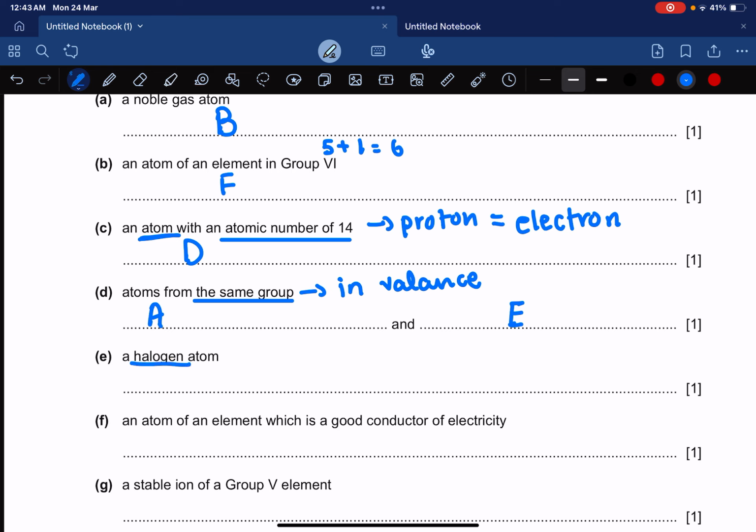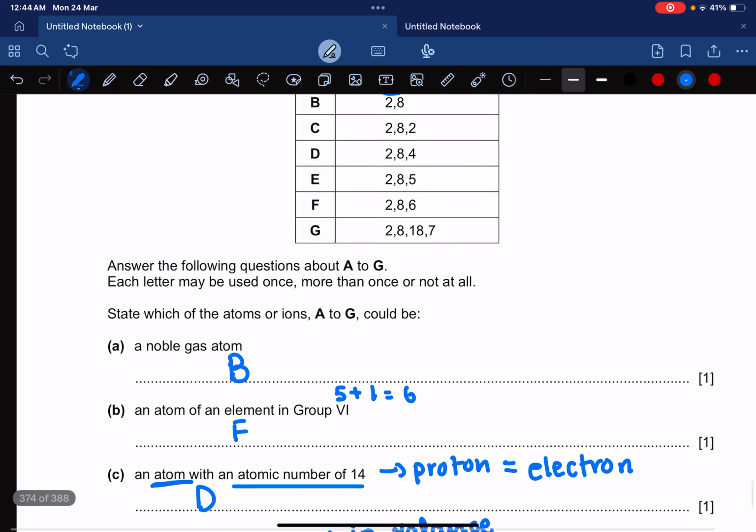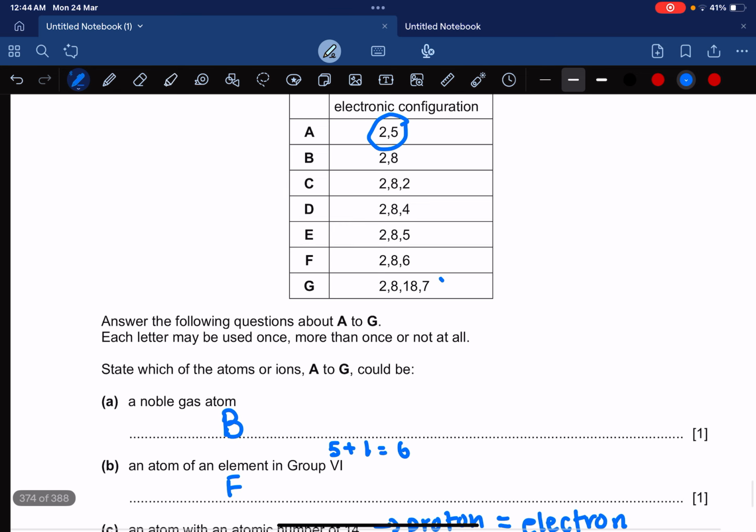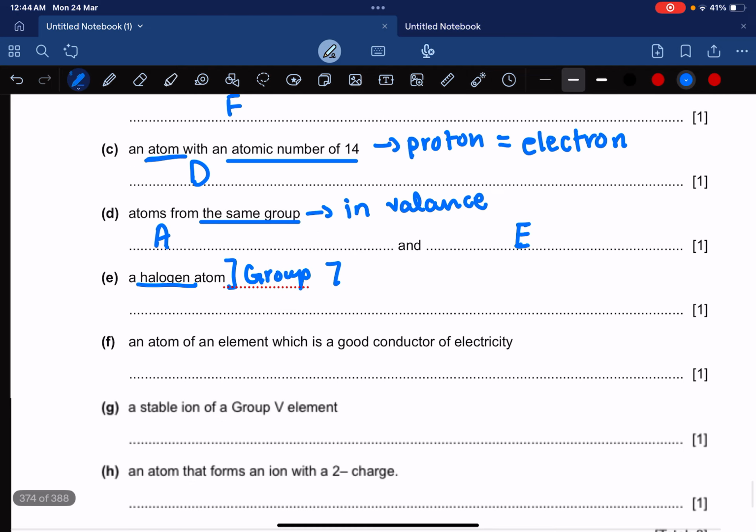Achha, a halogen atom. Halogen basically means group 7. Okay? Group 7. So that means it's going to have 7 electrons in its valence shell, and this one, G, is the halogen because it has the 7 at its end. So we're going to write G over here.